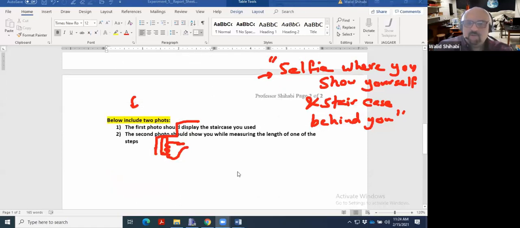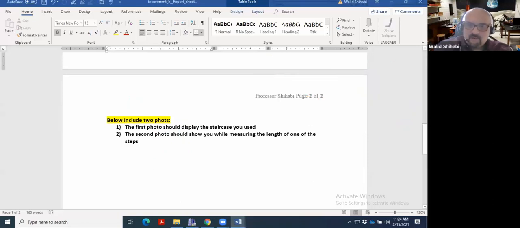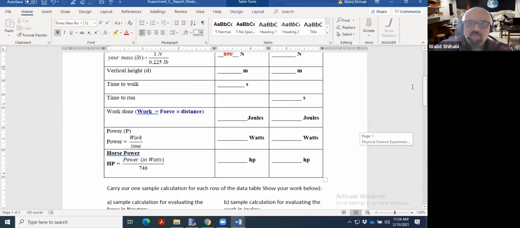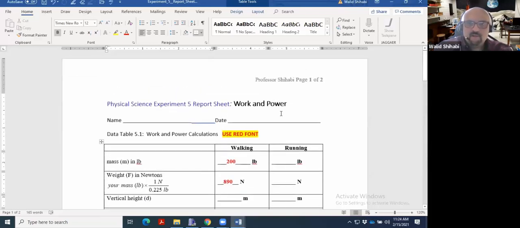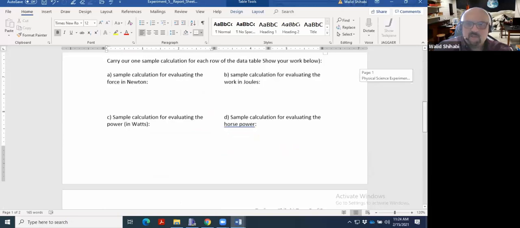You'll complete the sheet here, and then you'll save it after you complete it. And guys, make sure you use red font again, red font here. The calculation does not have to be in red font, okay?